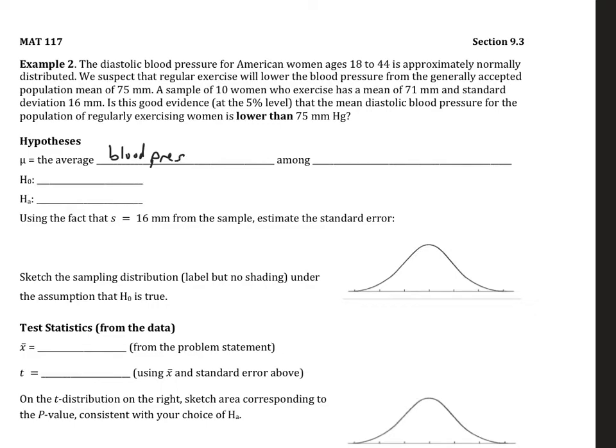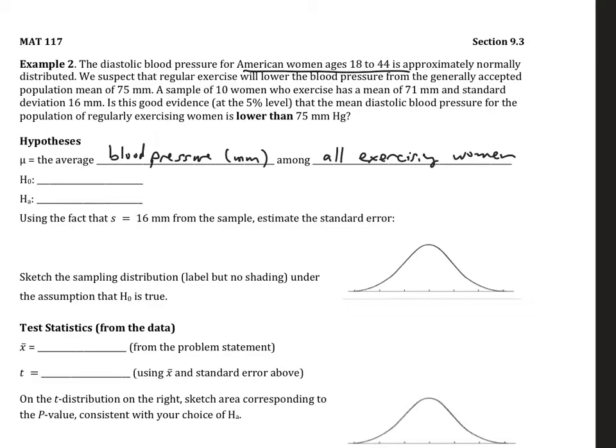So this is the diastolic blood pressure reading. There's two numbers. And blood pressure is measured in millimeters of mercury, of all things. Blood pressure among all, I'm not going to try to write American ages 18 to 44 or whatever. I'm just going to write all exercising women, and we'll just remember that that's within the category of American women ages 18 to 44. But the key thing is that we're talking about the blood pressure among the population of women who exercise.